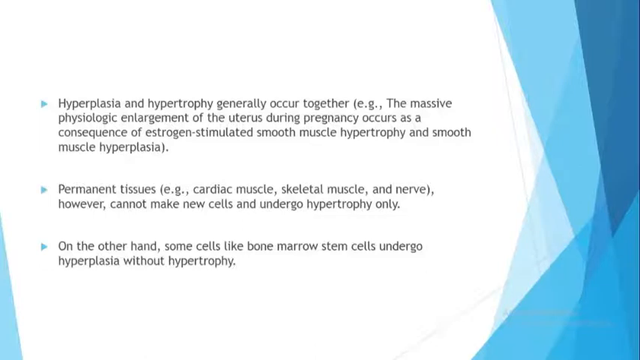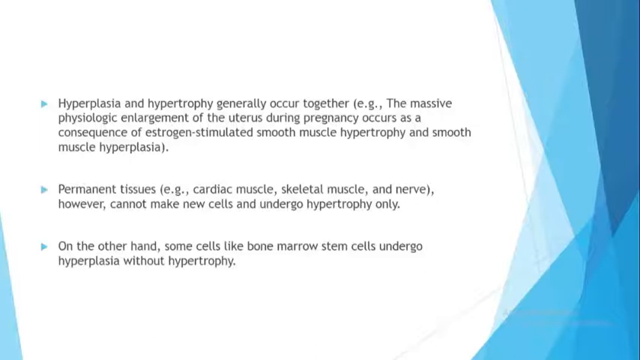Hypertrophy and hyperplasia generally occur together, and for example, the massive physiologic enlargement of the uterus during pregnancy occurs as a consequence of estrogen-stimulated smooth muscle hypertrophy and smooth muscle hyperplasia, increase of the size of the individual smooth muscle cells, and increase in the number of the smooth muscle cells.